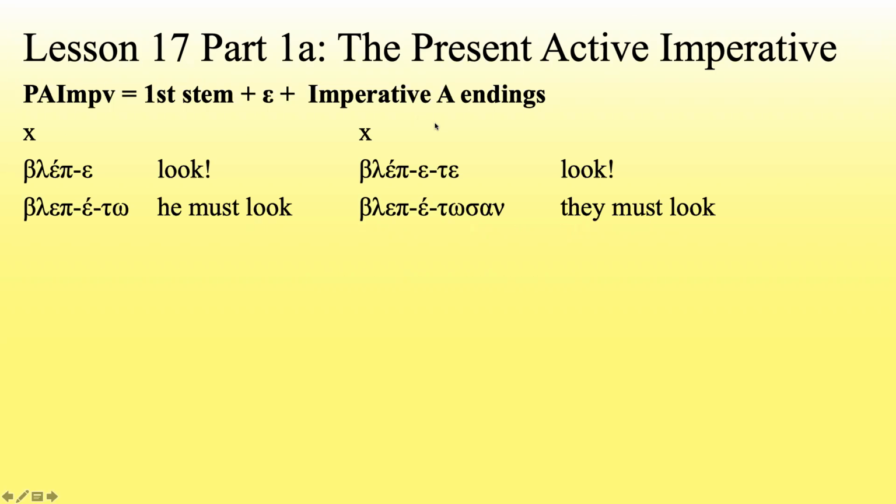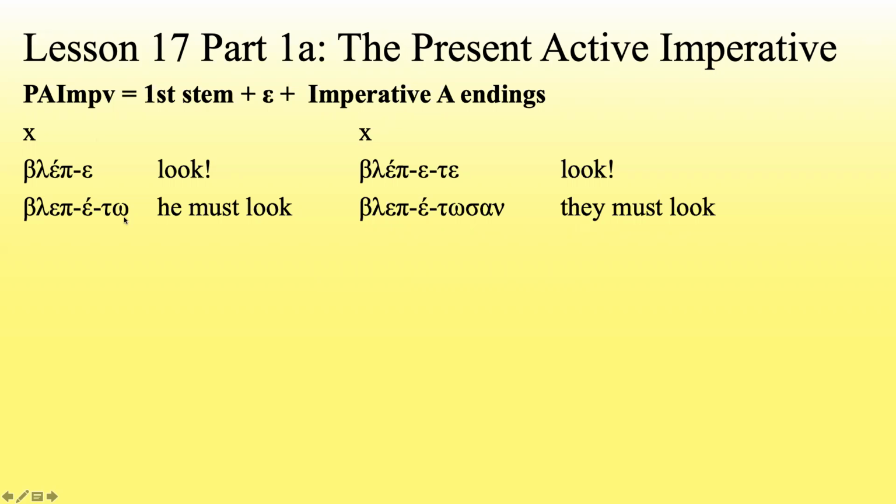You'll notice there are no first persons because I'm not commanding myself to do something and I'm not commanding a group that I'm a part of. We've seen before the hortatory subjunctive or exhortations for a group that we're included in. Some languages will use the imperative for that, but Greek does not, English does not either. So there's no first persons for imperatives.